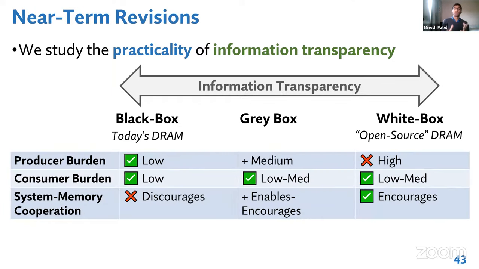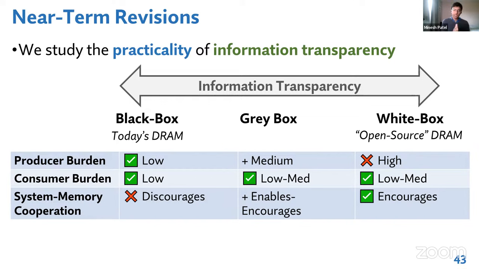We look at three different categories for evaluating the upsides and downsides of these different forms of information transparency. First, we see that the producer burden for today's DRAM is low because the producers can simply produce what DRAM standards require and call it a day. With a more white box solution, however, the producers have to support a wider variety of designs, which means that they have a much higher burden than they do for today's DRAM chips, potentially impractically so. On the other hand, the consumer burden doesn't increase quite as much because consumers are potentially still able to use DRAM chips as a drop-in solution. They just have a lot more options to work with. And so there we say that gray box and white box solutions are essentially still low to medium overhead designs.